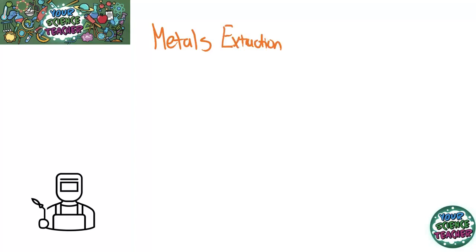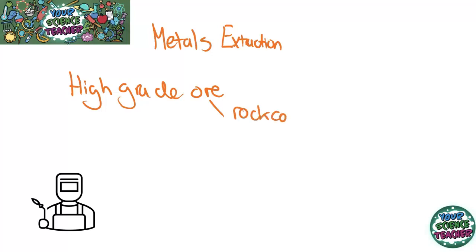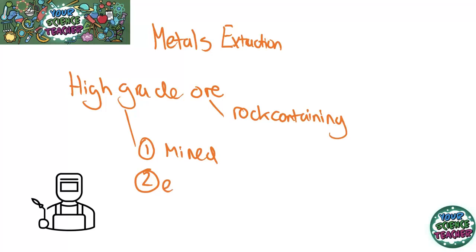Now, if we are extracting copper or iron from a high grade ore, this is quite simple. What I'm referring to when I'm talking about an ore is a rock containing metal. And when I'm saying it's high grade, I mean that it's containing a lot of that metal. And I say that it's quite simple to extract from a high grade ore because we can use traditional techniques. First, the metal is mined. And then secondly, we can extract it using carbon.